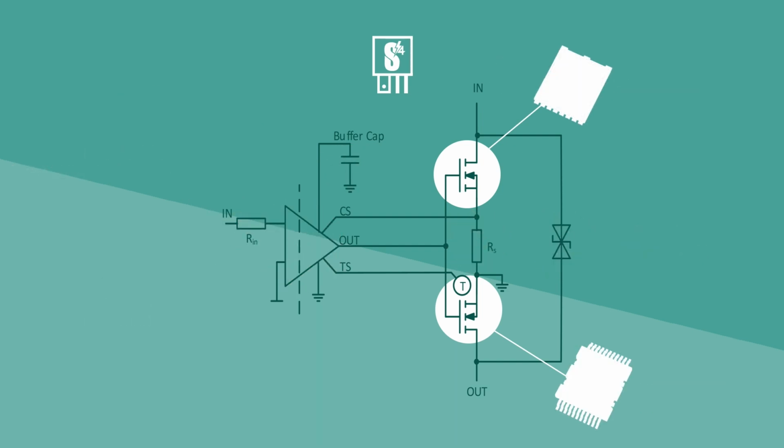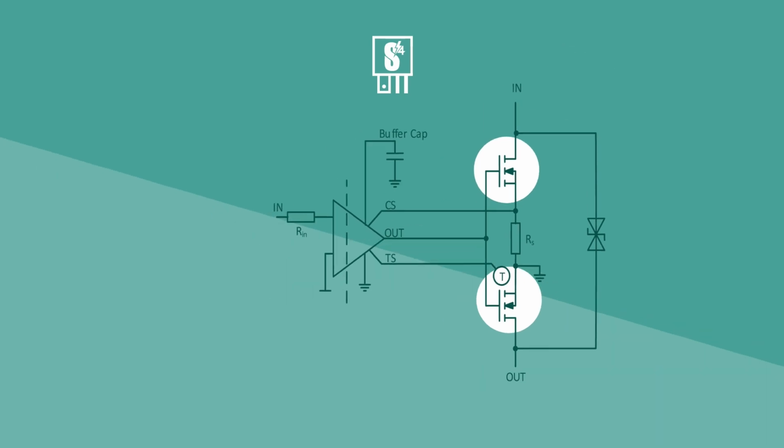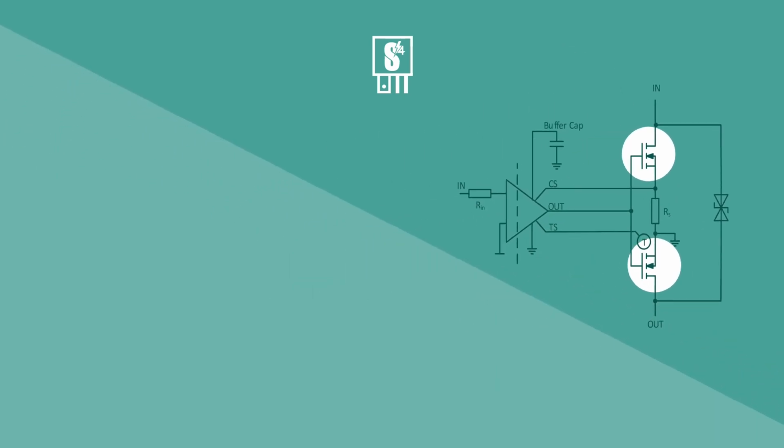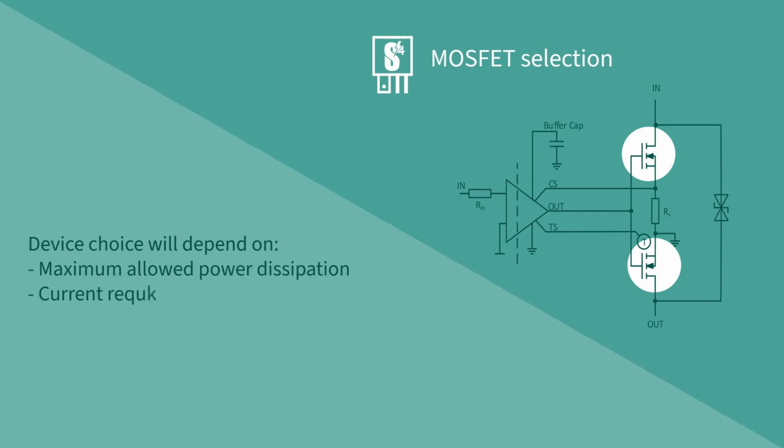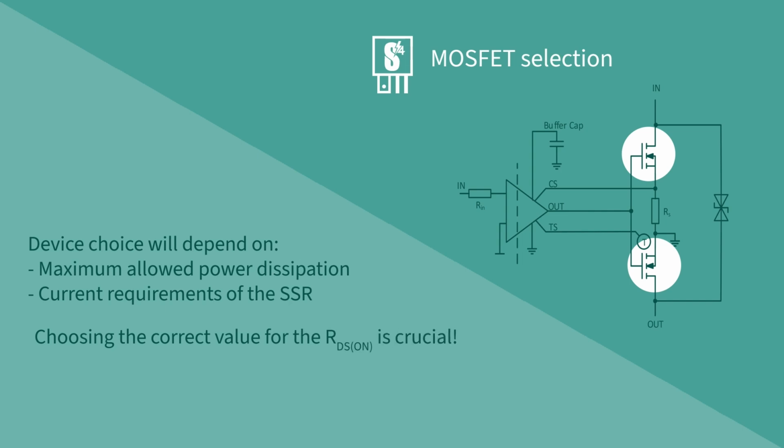What are the appropriate MOSFETs for the output stage of this solid-state relay system? This is an important decision, and we should start from there. Let's see what is going to influence it. The chosen device will depend on the maximum power dissipation and current requirements of the SSR. Choosing the correct value of the total RDS on is crucial in this process.